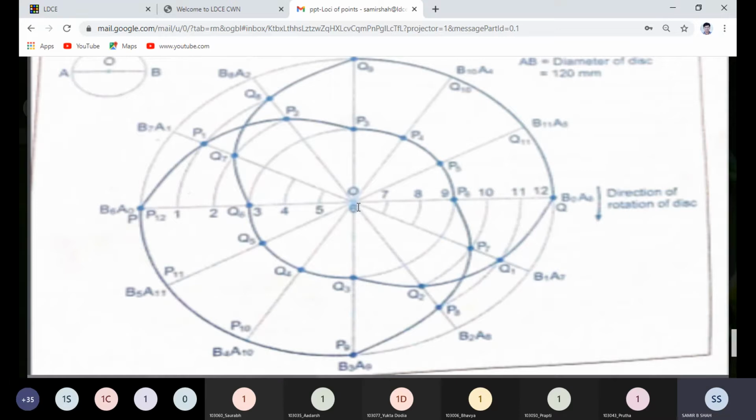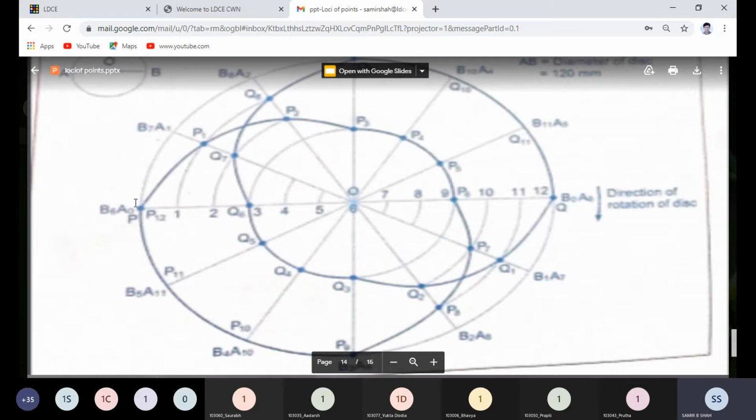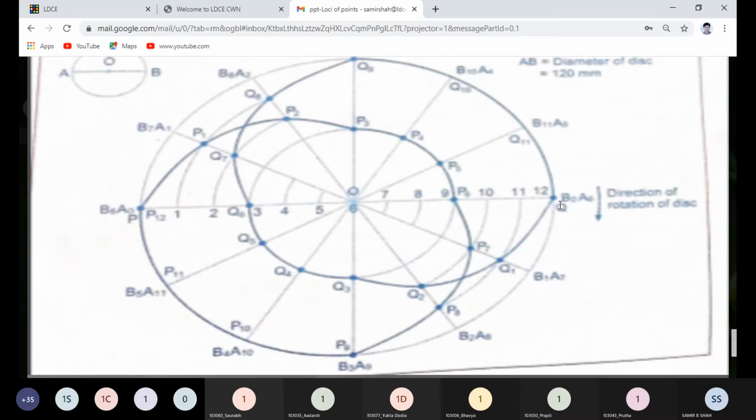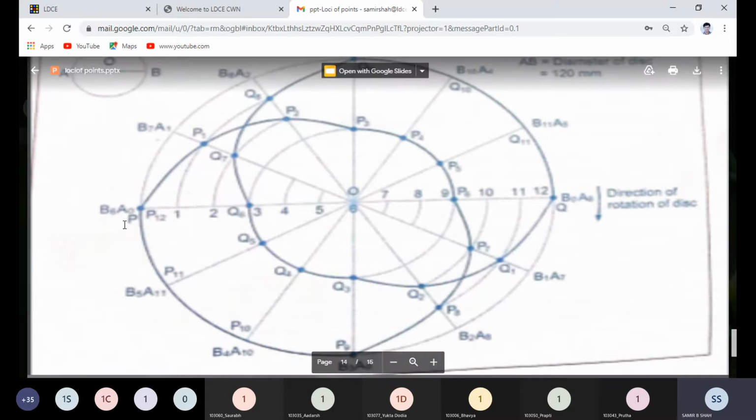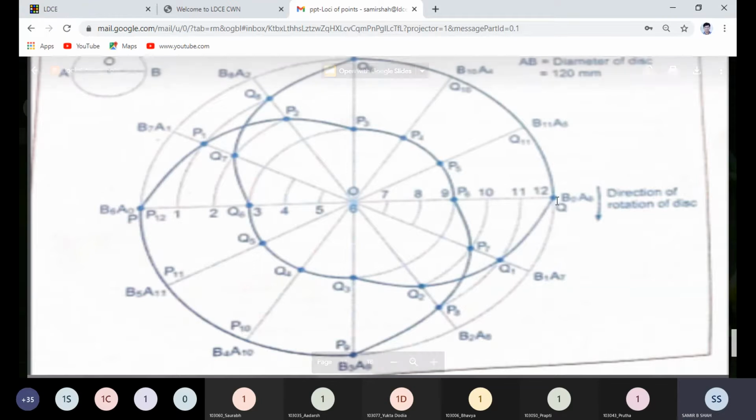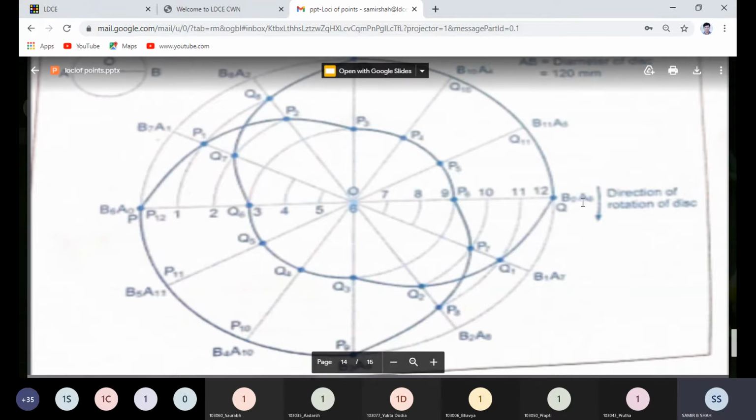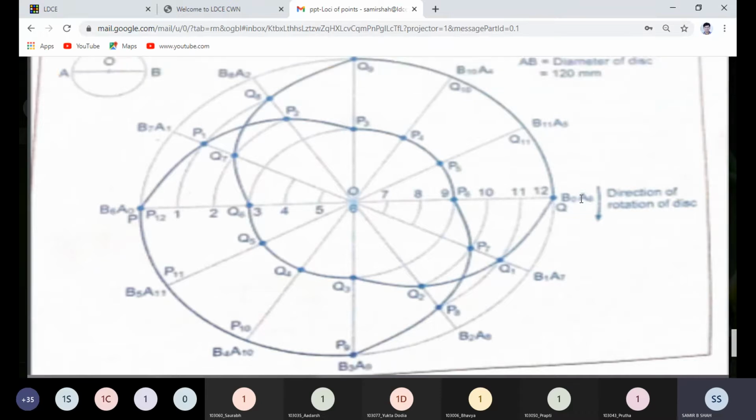Draw the diameter A0, B0, and show the initial positions, which are P0 and here is Q0. Okay, A0, B0 initial, and this is P0 and this is Q0. Okay, this is the initial position for our points.